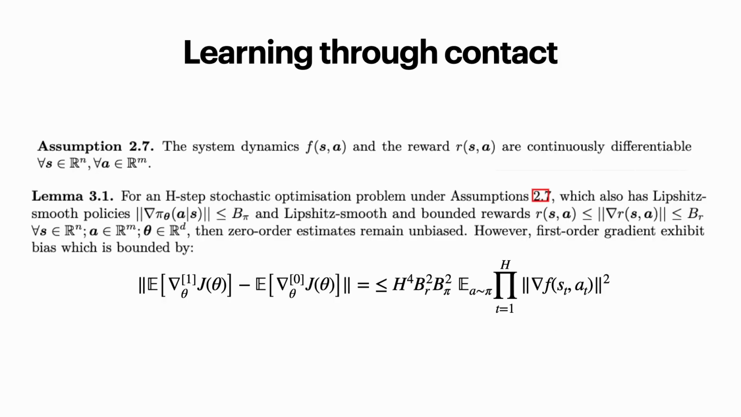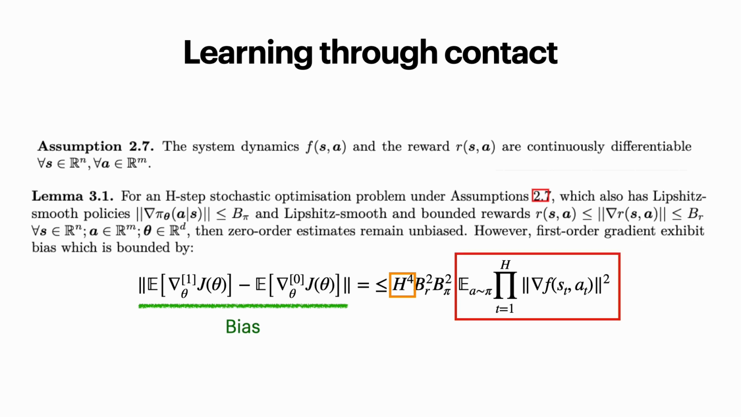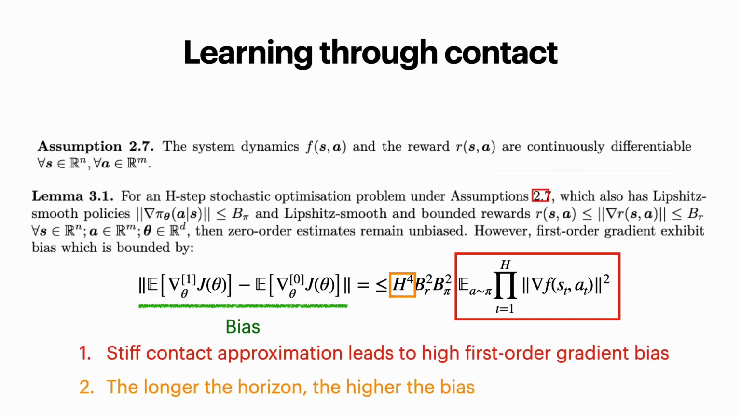Under standard first-order assumptions of known model and reward, we showed that for a bounded policy and reward function, we can derive an upper bound for the first-order gradient bias. Looking at the right side of the equation, B_R and B_pi are easy to bound and do not present an issue. However, the gradient of the dynamics is difficult to bound. The more realistic we make the contact approximation, the higher the gradient norm. Furthermore, the longer the horizon is, the larger the bias.